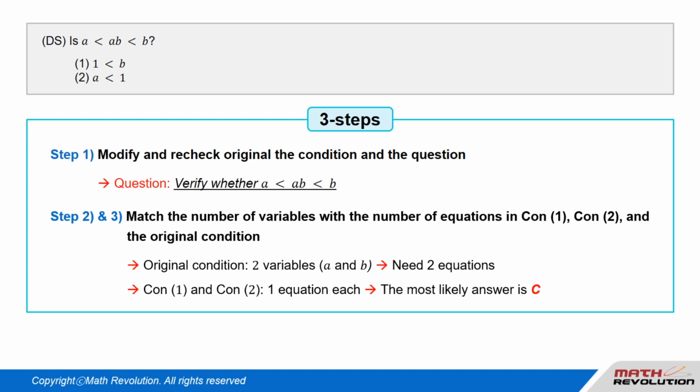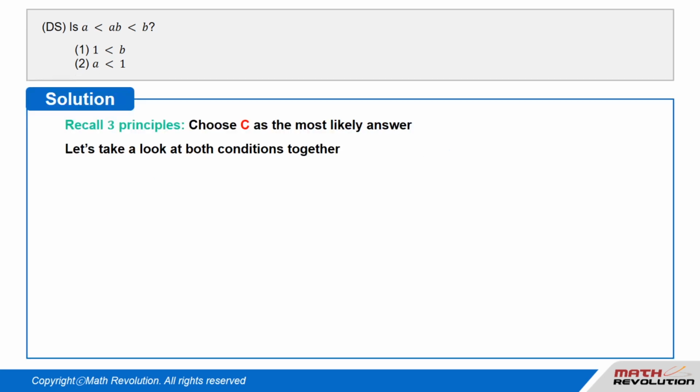From the original condition, we have two variables, A and B. To match the number of variables with the number of equations, we need two equations. Since conditions 1 and 2 will provide one equation each, C would most likely be the answer. Recall three principles and choose C as the most likely answer.